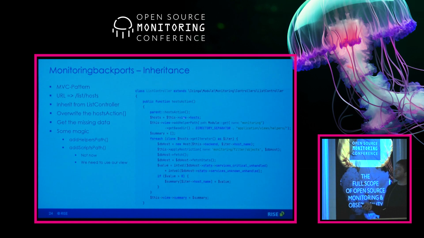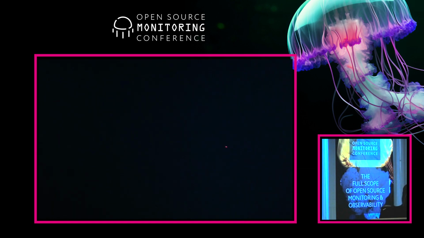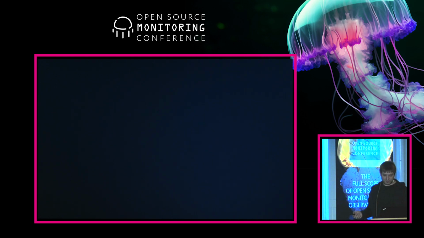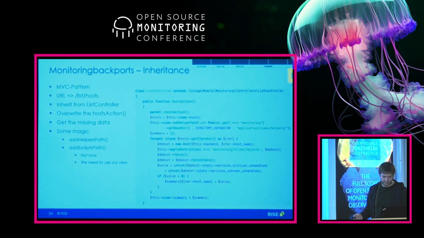And you call the parent host action, and then you do some magic stuff because you want to get some data back, like the critical unhandled and the unknown unhandled. You can add that, and then you have this value. And the same array that the Icinga Web 2 monitoring module used to render that. So the functionality is restored, and yeah, great.